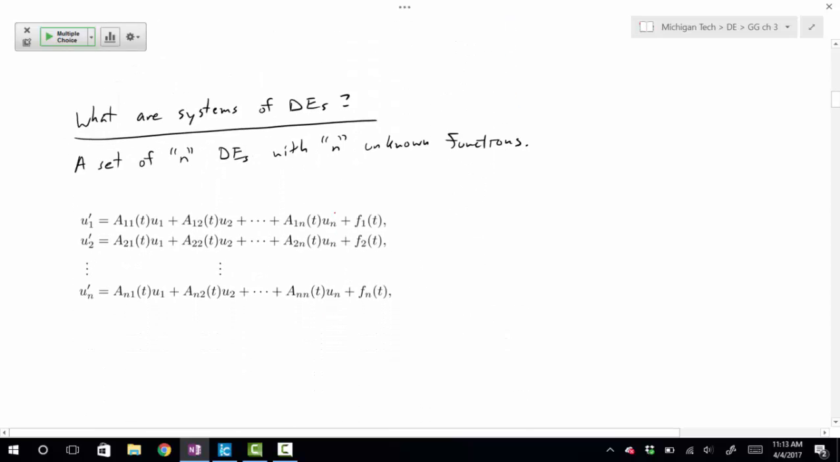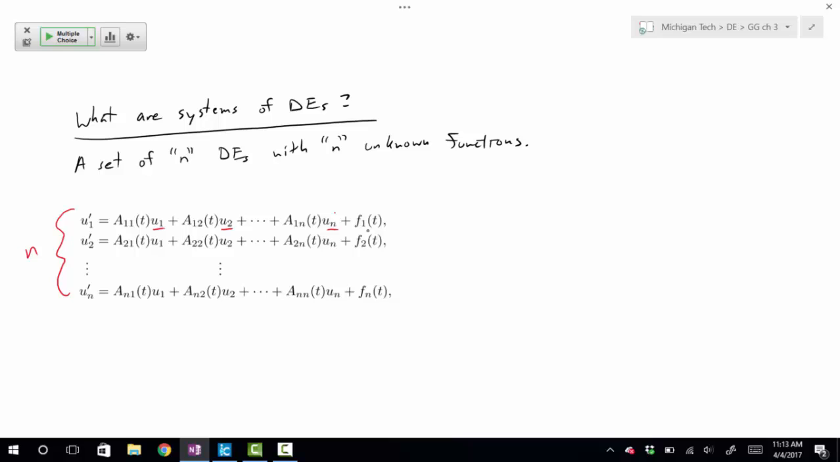What are systems of differential equations? Here is an example of a system. A system is just a set of n differential equations with n unknown functions. So here I have a system. There are n equations, and there are n unknown functions, u1, u2, up to un. Those are all functions of t. Those are the things we're trying to find.